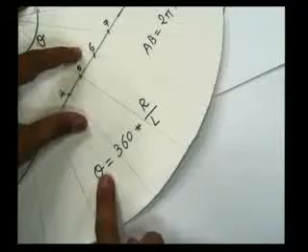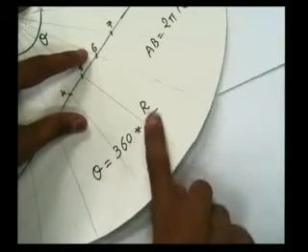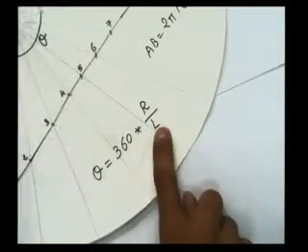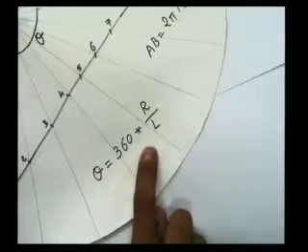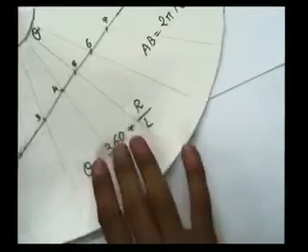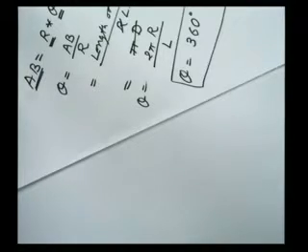In our cone, this is L and the radius is r. So the equation becomes this one: theta is equal to 360 degrees into radius upon L. Now we will use this equation to solve any problem of the development of a cone. Now we will go back to our original problem.